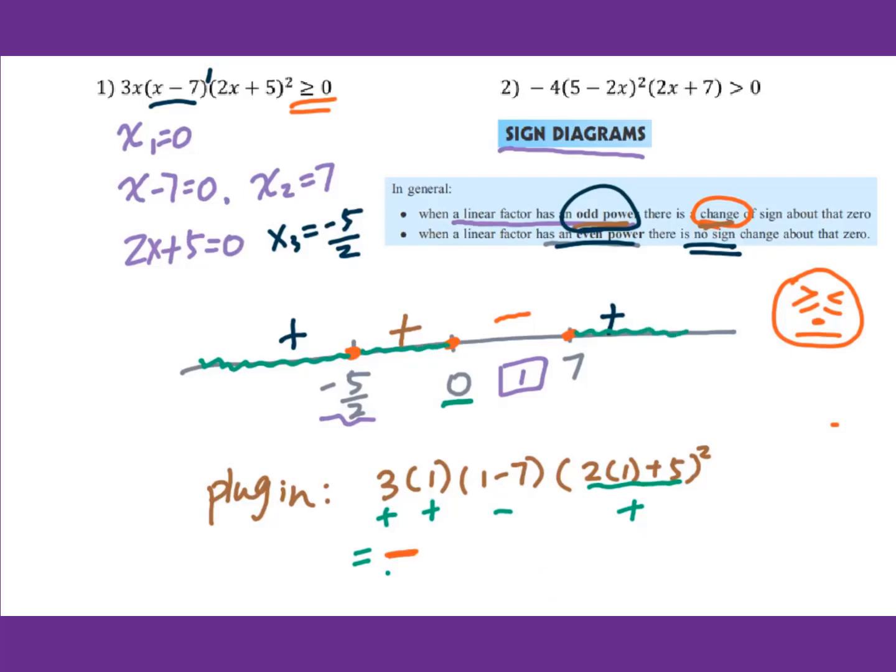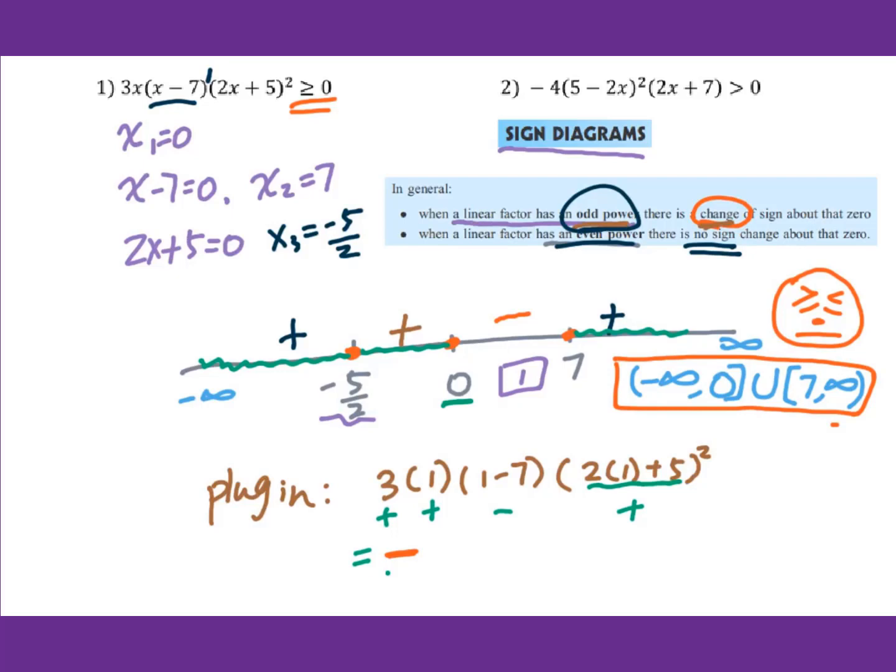Now we need to write down the solutions. We put negative infinity here, and positive infinity. It will be from negative infinity to this 0, union 7 to positive infinity. This will be the solution to this inequality.